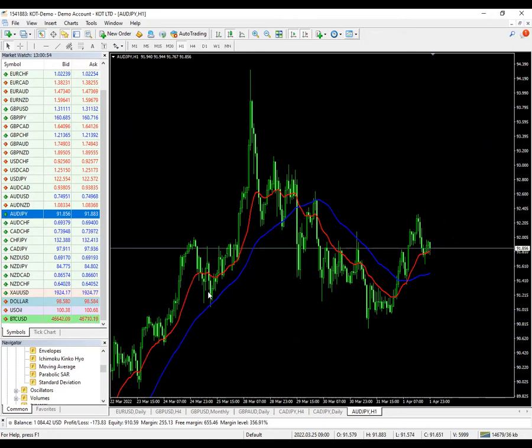Try different moving averages. You can try 15, 8, 9, 20, 21, 25, 30, 40, 50, 60, 70. Just think of the numbers. 100, 200, and the rest. You can think about that and then decide which one will work best.